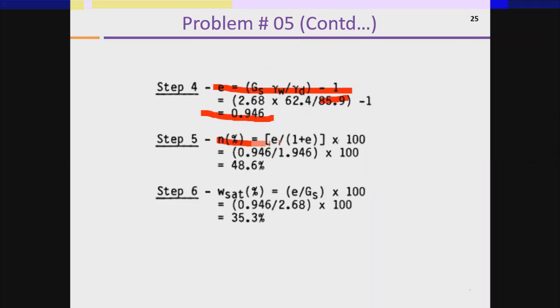Now porosity is very simple. Porosity is equal to E divided by 1 plus E. E is equal to 0.946. So this expression will give me a porosity equal to 48%.